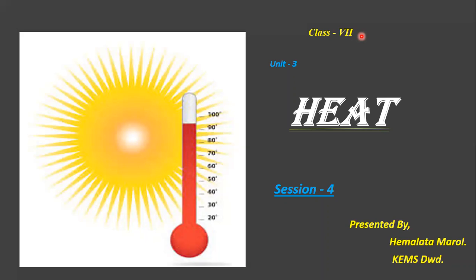And insulators are the materials which do not allow heat to pass through them easily. They are poor conductors of heat, and these poor conductors are also known as the insulators. For example, plastic and wood are the insulators. Now today, children, we will discuss some more activities.